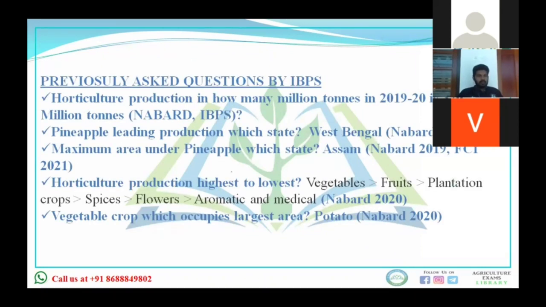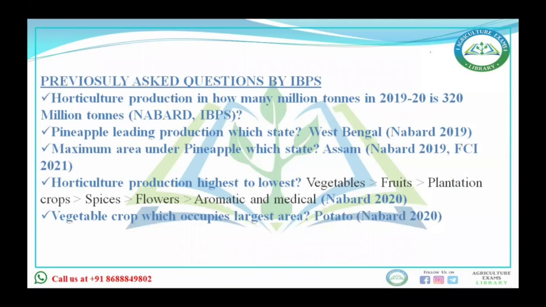Now, these are the questions which were asked in the examinations from horticulture data. Like, horticulture production is how many million tons in 2019-20? That is 320 million ton. Pineapple leading production, which state? It's West Bengal. Maximum area under pineapple comes under which state? That is Assam. That was asked in NABARD 2019 as well as FCI 2021. Horticulture production data, highest to lowest: vegetables, then fruits, then plantation crops, spices, then flowers, then aromatic and medicinal. Then, which vegetable crop occupies the largest area? That was NABARD.